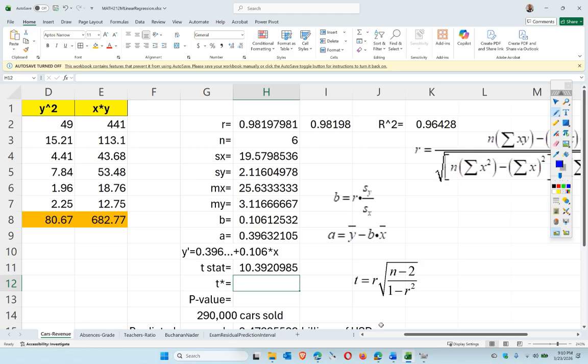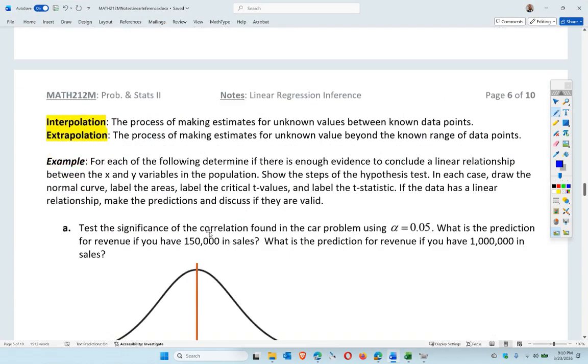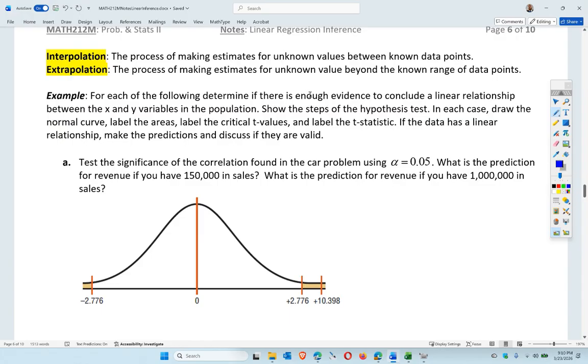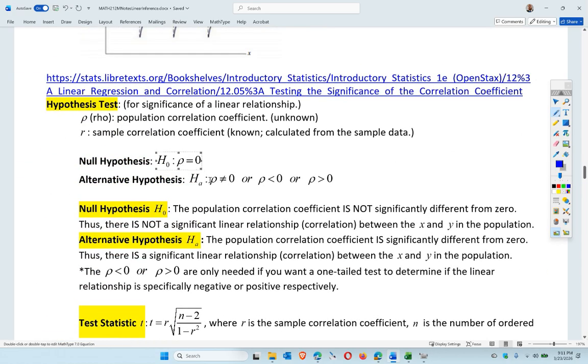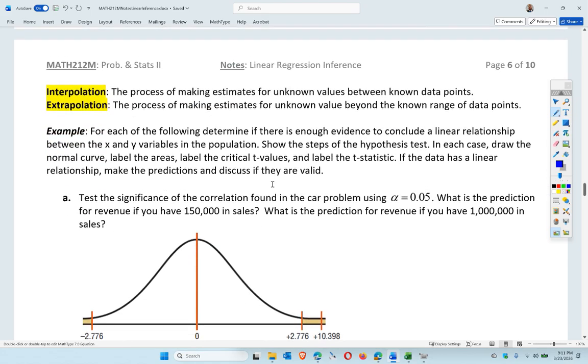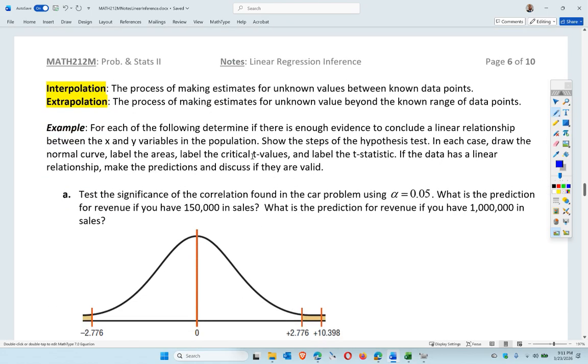All right, so we have to think about what we're going to do here. So determine if there's enough evidence. So set up the hypothesis test. So again, it's either 0 or not 0. So basically, it's this or it's this, right? We're going to do the not equal one for our hypothesis test. Okay. We did the t critical, right? We want to draw and label the normal curve, basically.